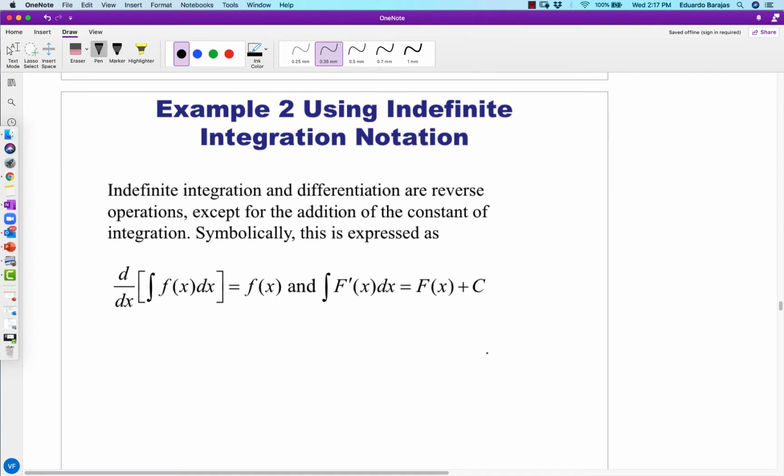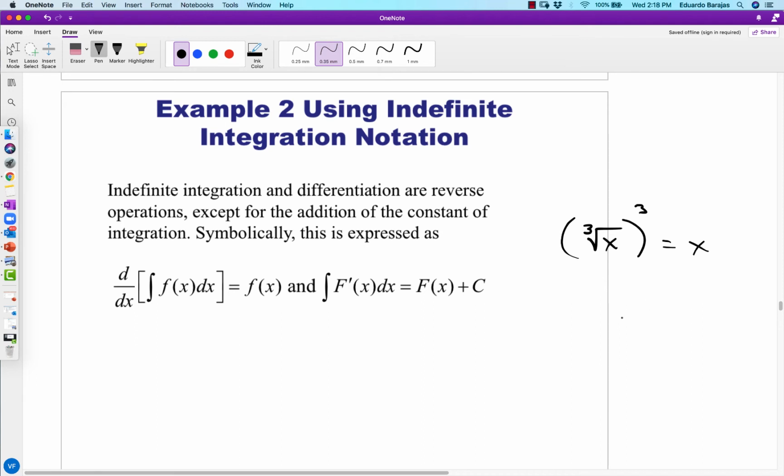Okay, so indefinite integration and differentiation are reverse operations of each other, except for the addition of constants of integration. Symbolically, this is expressed in the following way. Okay, so just think about, for example, if we wanted to take the cube root of x, and then we want to take that and raise it to the third power. Raising something to the third power and taking its cube root are opposite operations. They undo each other. This just ends up giving you x.